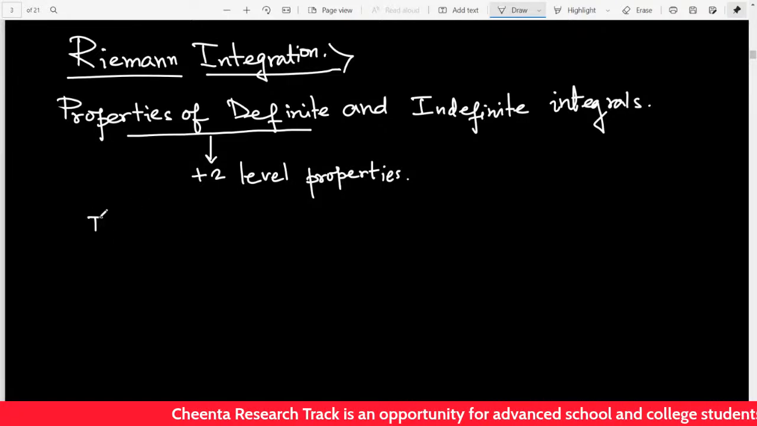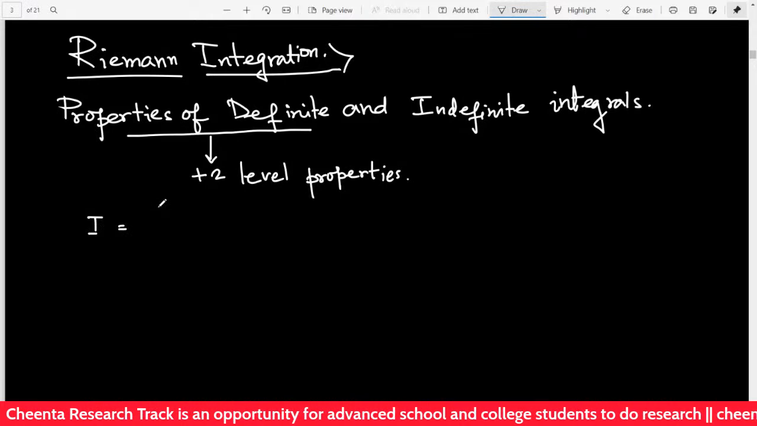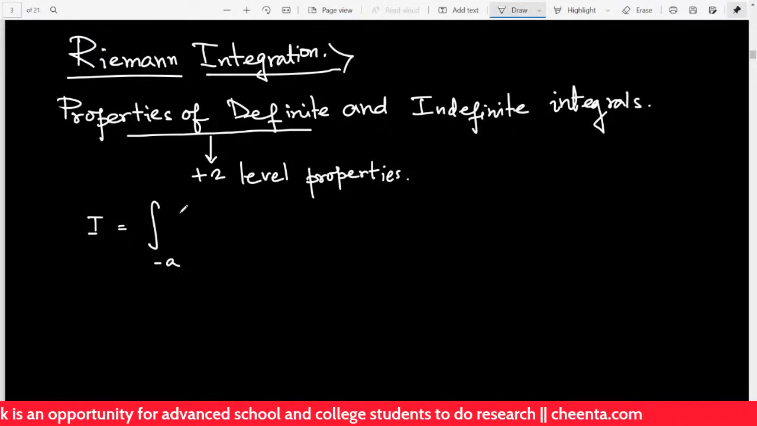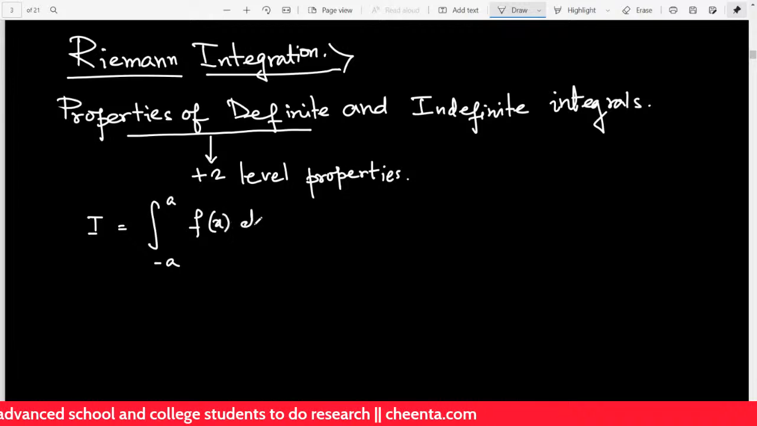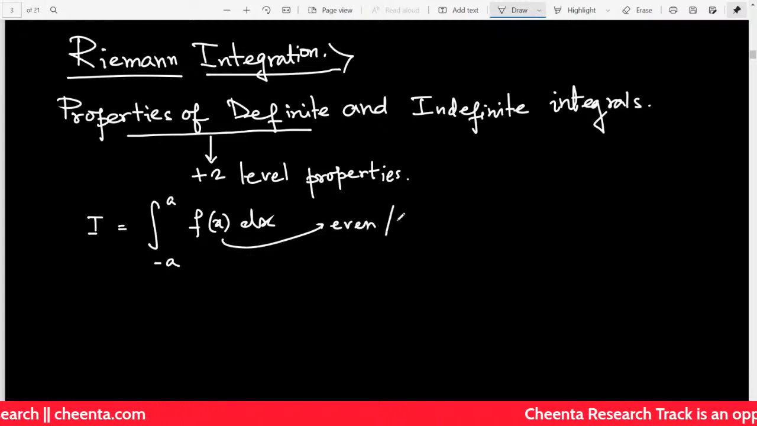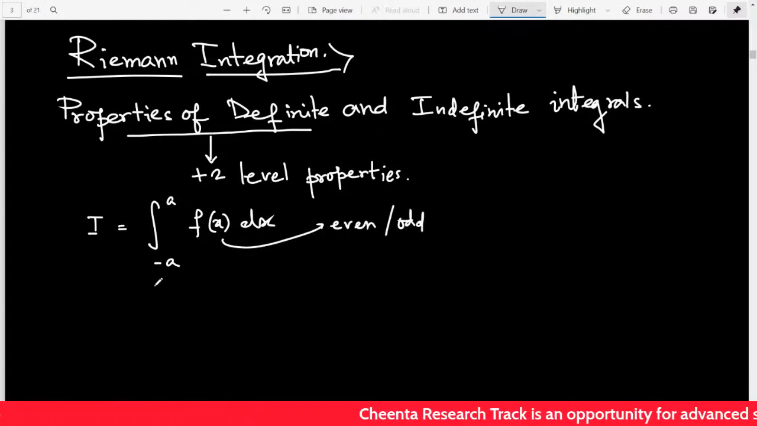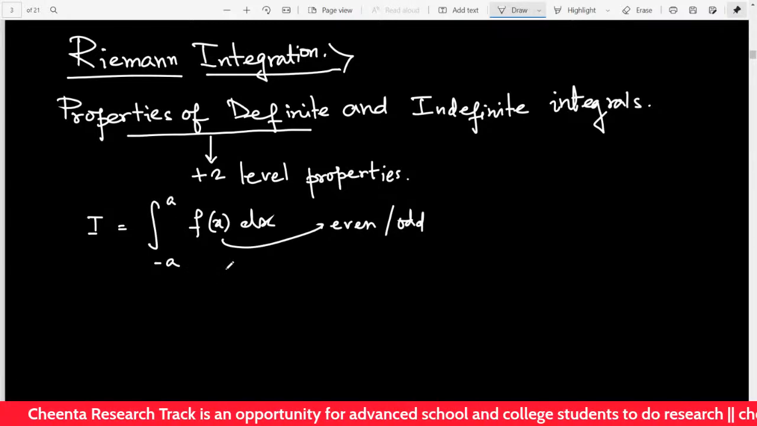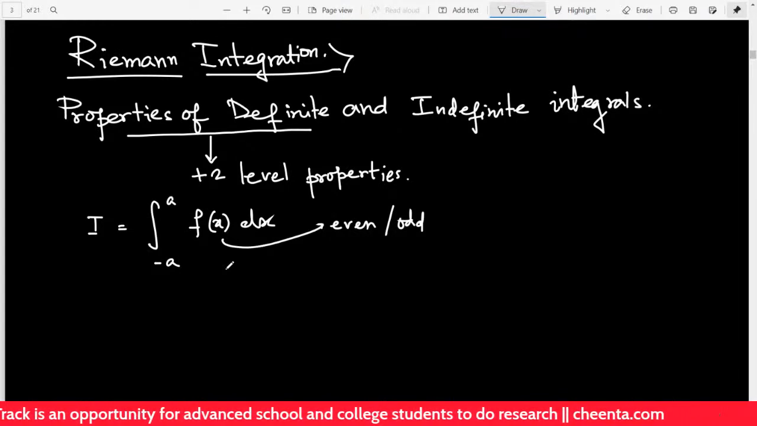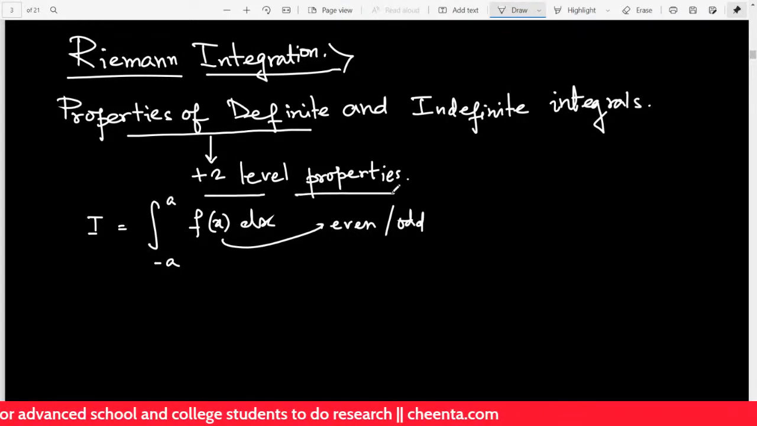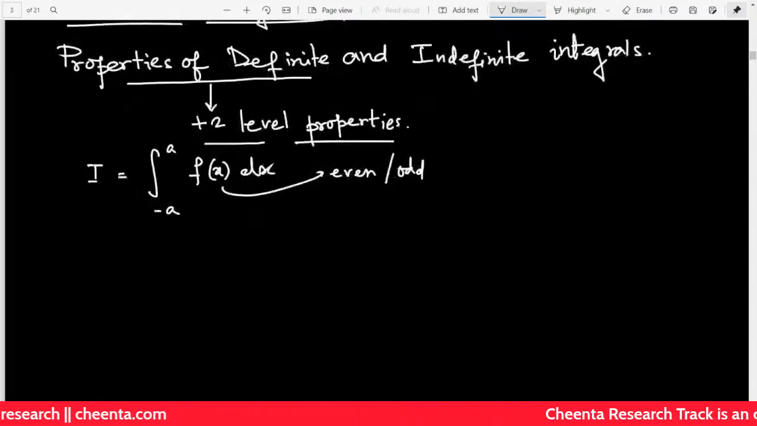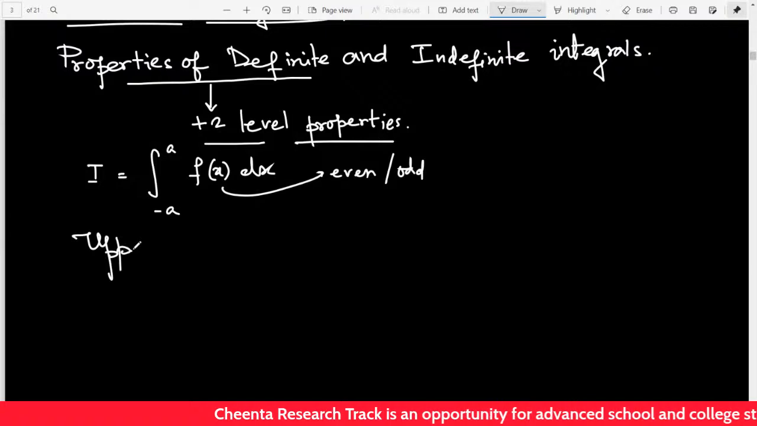Just like this, if you have I equals the integral from minus a to a of f of x dx, then if f is even or odd, depending on that, you will have 2 times 0 to a, or 0. Those type of properties, all those plus 2 level properties, you just give it a go before Riemann integration. All right. The next thing of Riemann integration is the upper and lower sum.